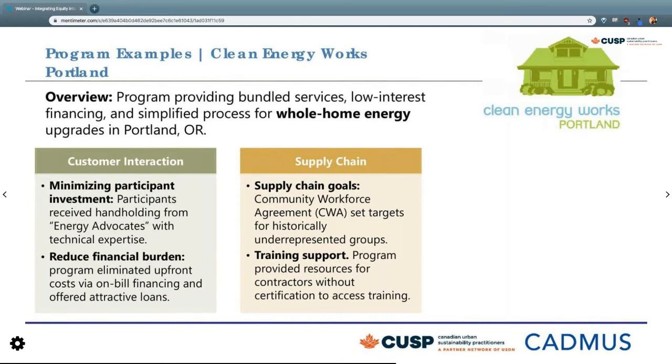On the next slide, we're getting into the supply chain tactics that they used, and the supply chain and consumer protection pieces are pretty linked for this program. But they set a community workforce agreement, which was an agreement that was built with stakeholders related to the program, and it set a target of 30% of the project hours being performed by employees from historically underrepresented groups, and 80% of the hours performed by local contractors. So this wasn't a legally binding target, but it was set out in this community workforce agreement and signed on to by various stakeholders within the program. And they dedicated a resource to making sure that this happened.